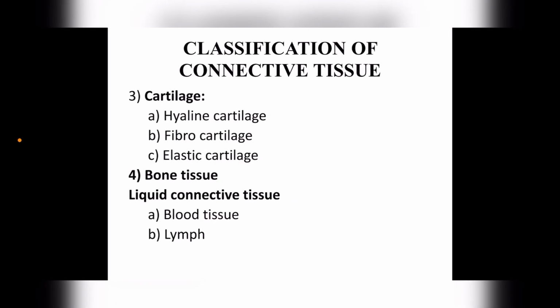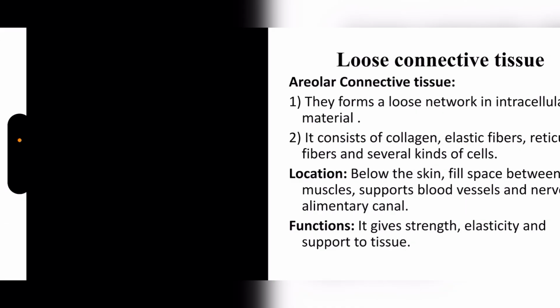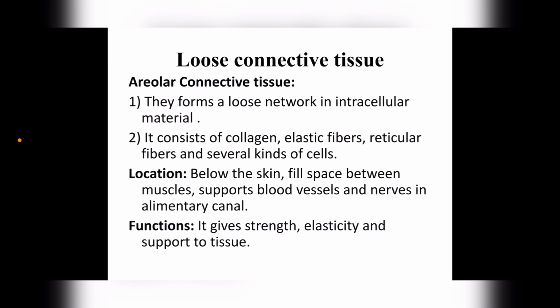Next, cartilage. There are three types of cartilage: hyaline cartilage, fibrocartilage, and elastic cartilage. Next, bone tissue, and after that, liquid connective tissue. It includes blood tissue and lymph. Next, we can deal with these types of connective tissues one by one.